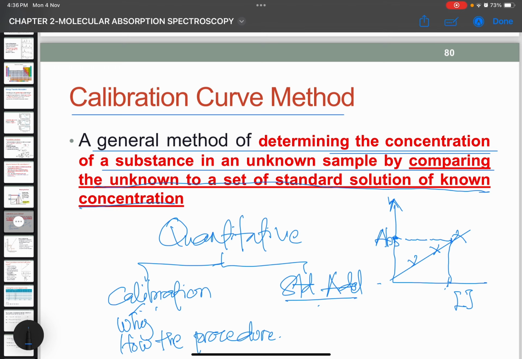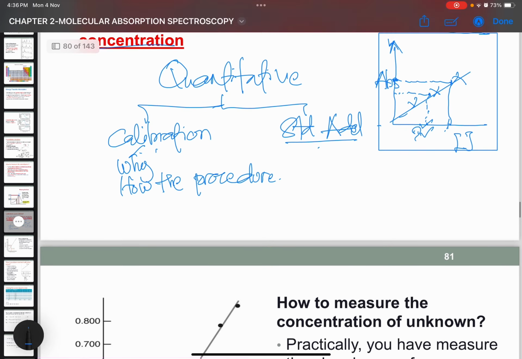Okay, so once you have run the standard solution, you will get this kind of graph. And from this graph, when we measure the unknown, it will give you the absorbance value, and you extrapolate it on the graph, you can find what is the unknown solution concentration. Okay, so that is the calibration method.